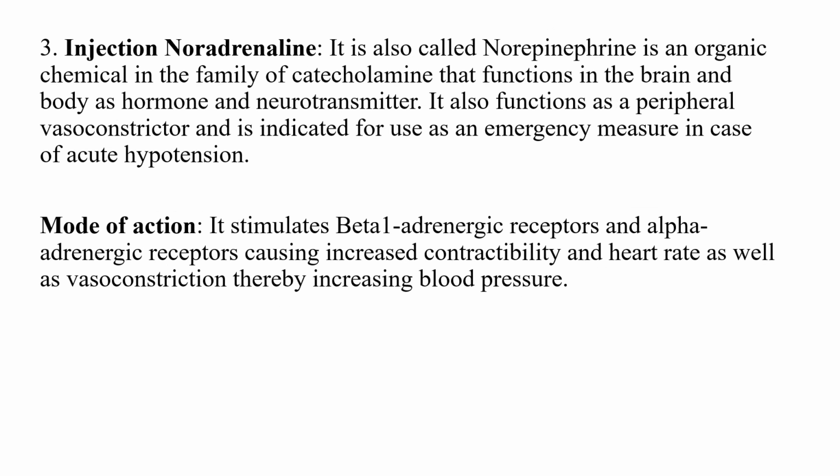Now come to noradrenaline. Noradrenaline is also called norepinephrine. It is an organic chemical in the family of catecholamines, and it functions in the brain and body as a hormone and neurotransmitter. It functions as a peripheral vasoconstrictor, and it is used in emergencies like acute hypotension. The mode of action is that it stimulates beta-1 adrenergic receptors and alpha adrenergic receptors, causing an increase in contractility and heart rate, and also causing vasoconstriction, and thereby increasing the blood pressure.